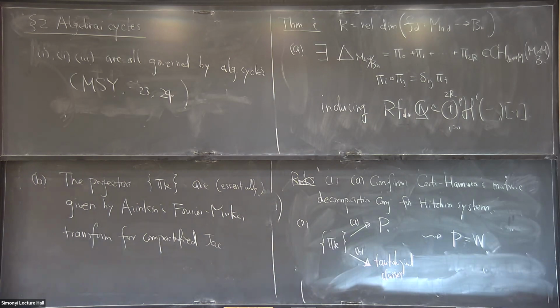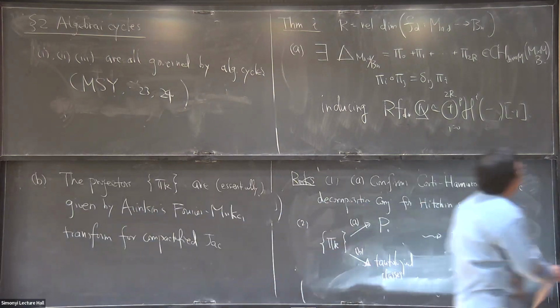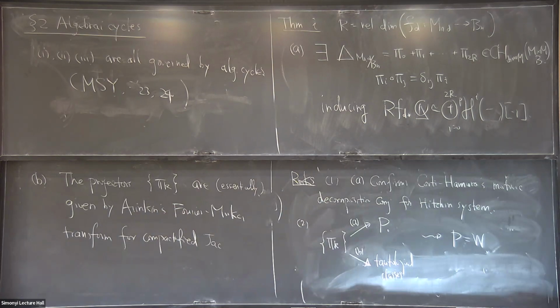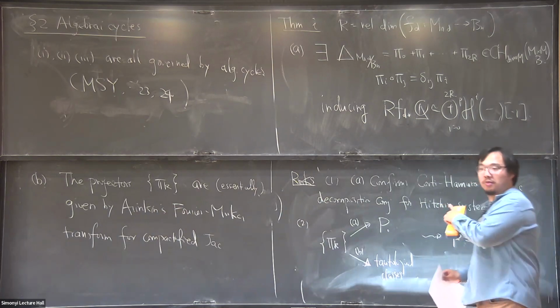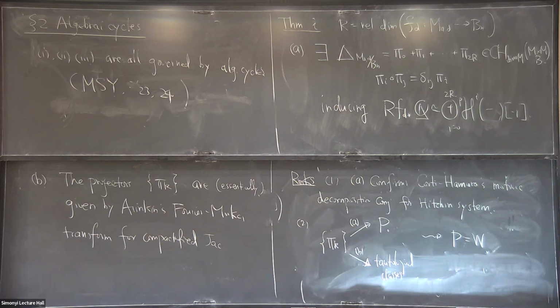Okay, so maybe let me state the results, and then let me say a few words about the proof, and if you're interested, we can talk afterwards. So you can prove the Hodge conjecture by this. I will state it. I must state it.